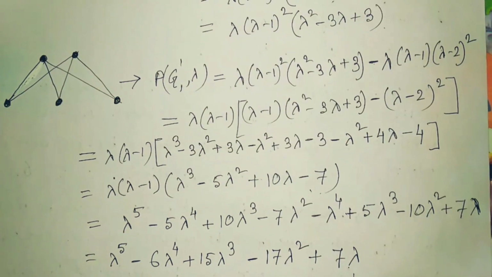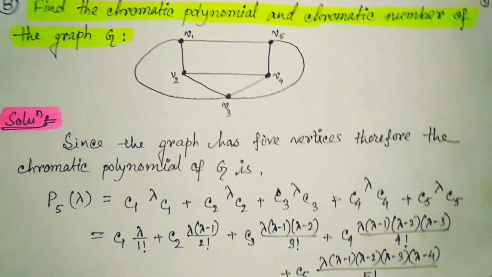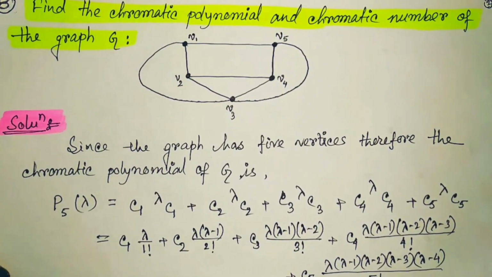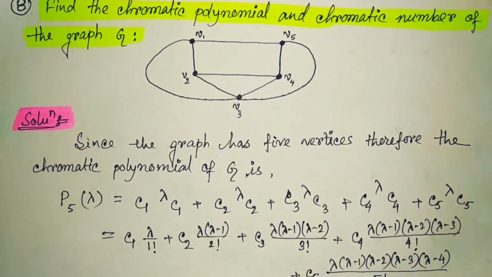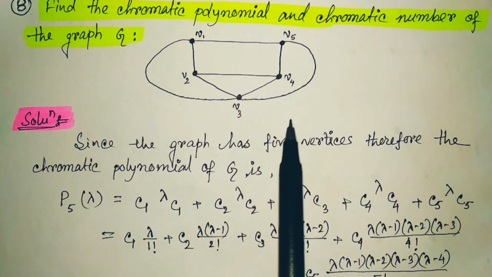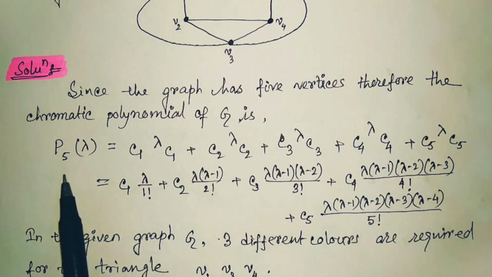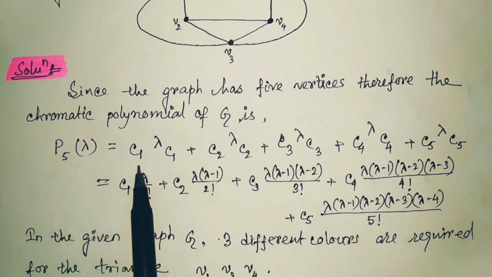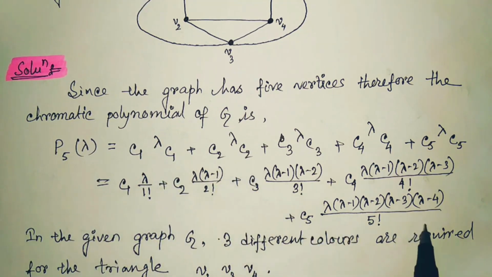Let us do one more example so that we can understand it much better. Let us consider this graph, and for this graph we are supposed to find the chromatic polynomial. At first we are going to use the first method. According to the first method, here the total number of vertices is 5. So with the 5 vertices, this one is our chromatic polynomial, just like the previous one. Just have a look. P5 lambda is C1 into lambda C1 plus C2 into lambda C2, in this way up to C5 into lambda C5.